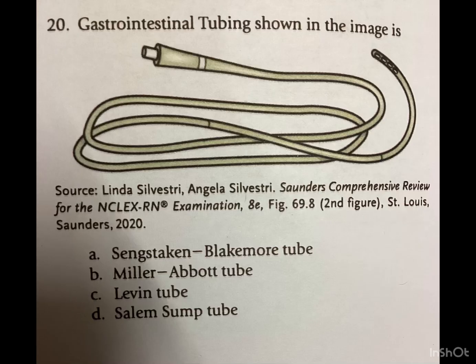Now moving to the next question. Gastrointestinal tube shown in the image is A, Sengstaken-Blakemore tube, B, Miller-Abbott tube, C, Levin tube, D, Salem sump tube. Yes, the correct option is C, Levin tube.